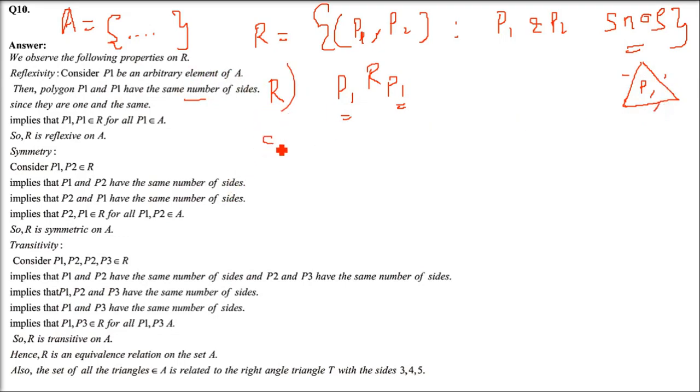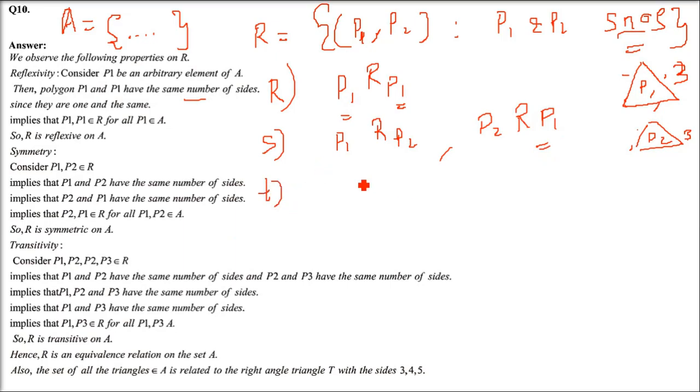So both the polygons have the same sides, so it is reflexive. Now coming to symmetric. If P1 is related to P2, that is P1 has the same number of sides as P2. If I make one more triangle P2, so if the first one has 3 sides, the other has 3 sides. It is quite obvious that the second will have 3 sides, the first one will also have 3 sides. So P1 is related to P2 with the number of sides, and P2 will also be related to P1 with the number of sides. So this is symmetric.